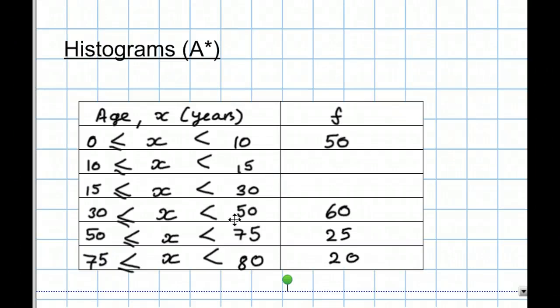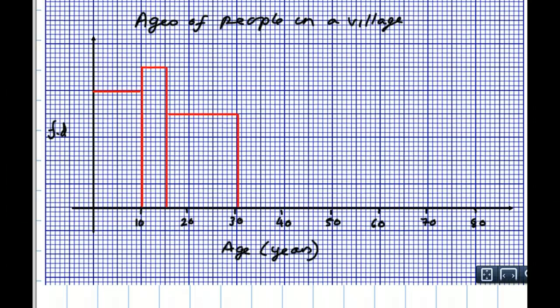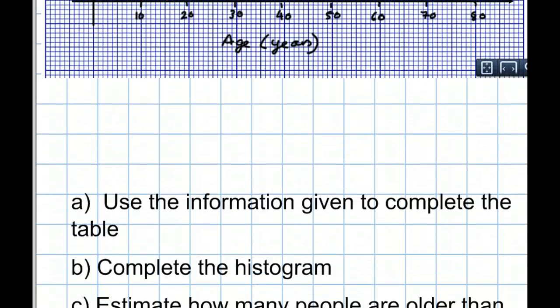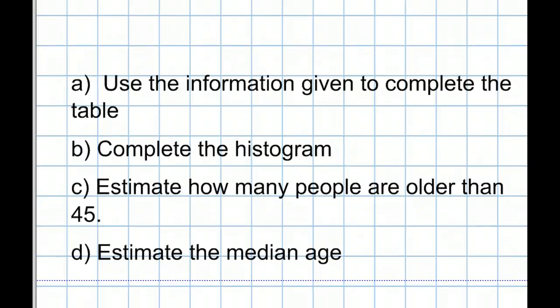Hello there. In this brief video, God willing it's brief, we're going to look at histograms and A-star questions associated with them. Now you can see a frequency table here. It's continuous data, and instead of having individual values, it's got classes or intervals of values. Now, if we scroll down, we see that there's an incomplete histogram for that data, and we've got some questions. Use the information given to complete the table.